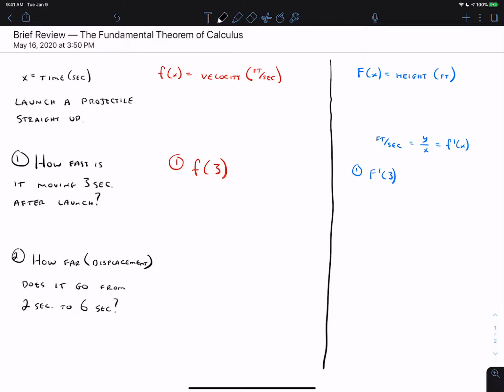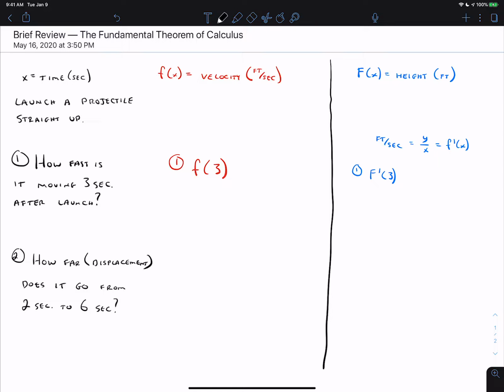Okay, so how far does it move from 2 seconds to 6 seconds? In this, displacement just means, if it goes up 10 feet and then drops 2 feet, the displacement would be 8, and that's what we actually want here. So if it goes up 10 feet and drops 2 feet, it technically moved 12 feet, but what this question would want is 8 feet.